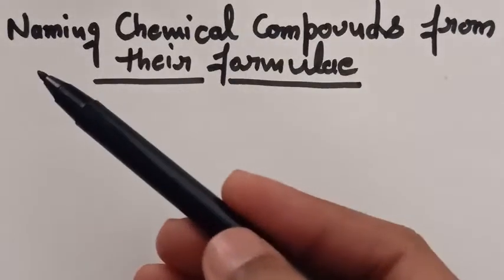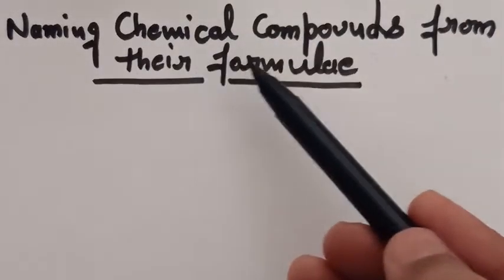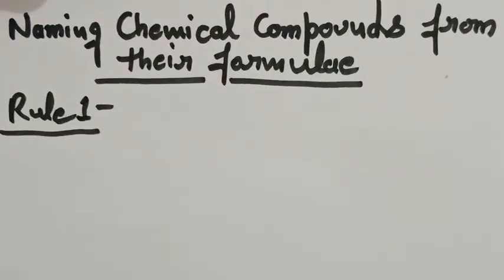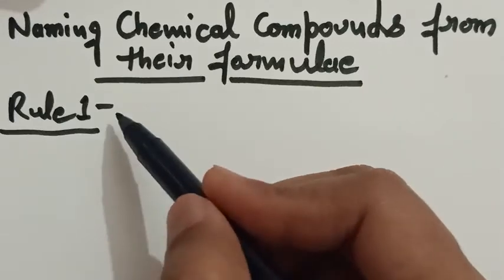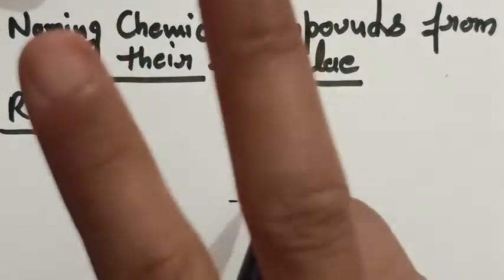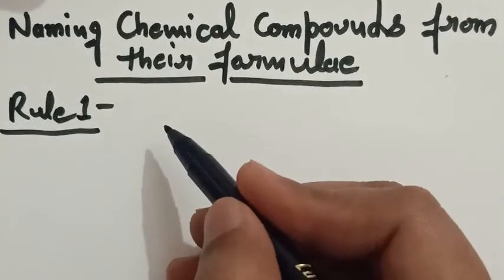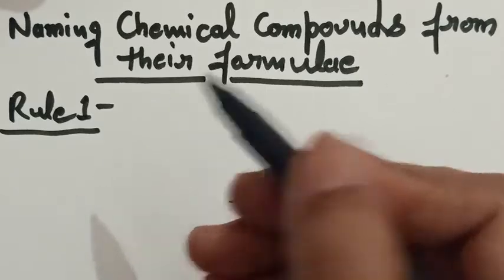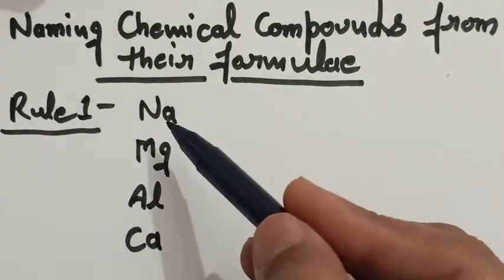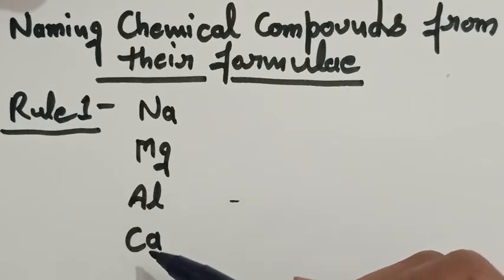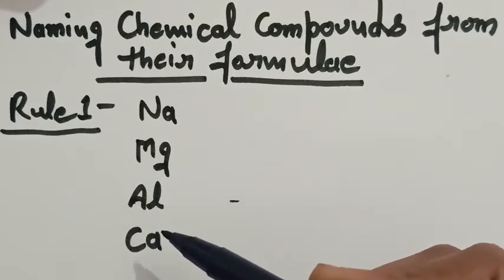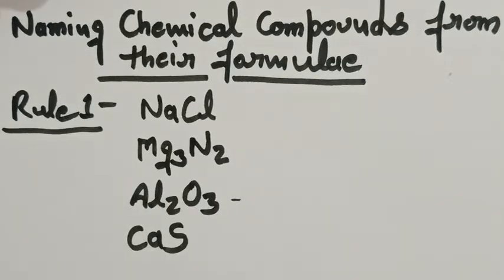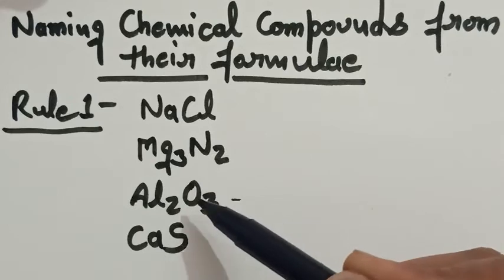Hello student, in this video I am going to start the next topic, that is naming chemical compounds from their formula. Okay, so rule number 1: if a compound contains only two elements, meaning a binary compound, such that one of them is metal, like sodium, magnesium, aluminium and calcium, and the second part is non-metal, like chlorine, nitrogen, oxygen, sulfur.